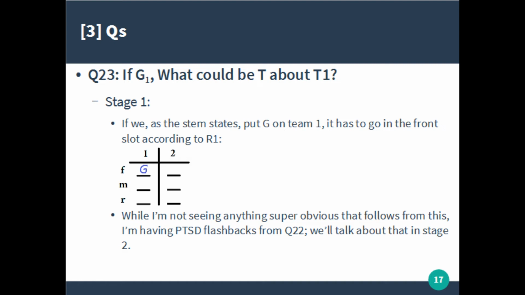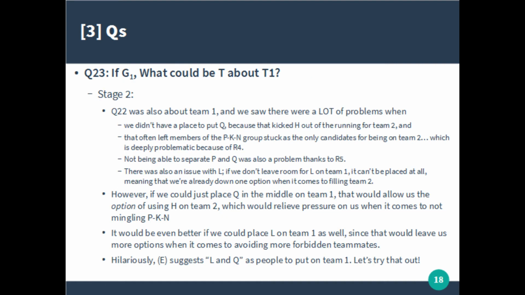Based on this alone, I am not seeing anything super obvious that follows from this, though I am having PTSD flashbacks from question 22, where we repeatedly ran into the same problems with Q's availability and H's availability, but we'll talk about that in stage 2 shortly. For now, because I don't see anything super obvious that I can actually draw out, I'm done with stage 1. There's nothing that I want to say must be true based on this alone. So forging ahead into stage 2 of question 23.